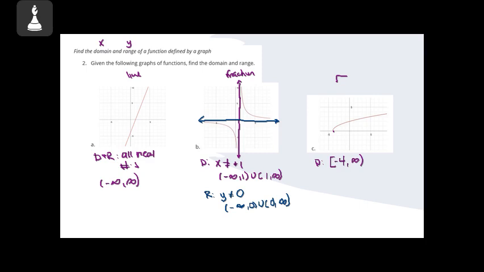Now your range, now you're looking at your up and down values. So you start at a y value of 0, and then the graph goes up. It's going to go up, up, up, up, up. It's continuing to go up forever and ever. So the range is going to be from 0 to infinity.